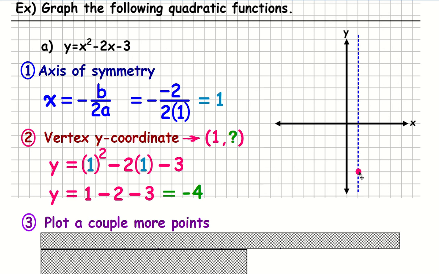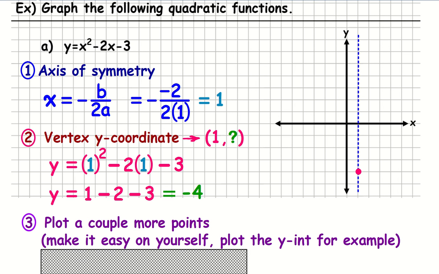But now that we know what the vertex is, we can just plug in whatever other values we want for x to get other points. Kind of like making a table of points, like you've done a bunch of other times in your life. That's kind of what we're going to do. Now, make it easy on yourself.